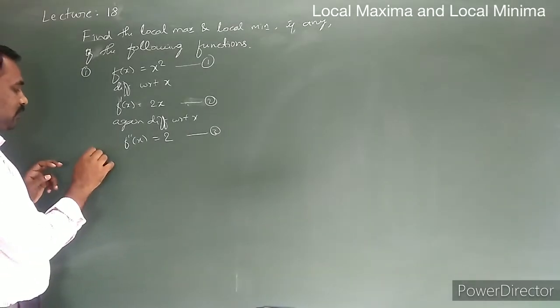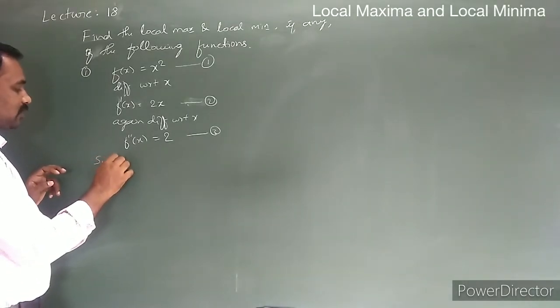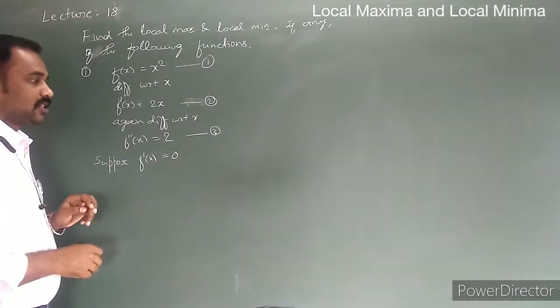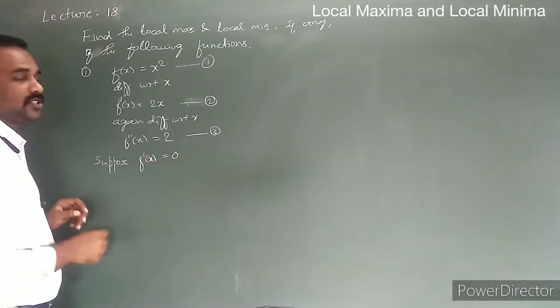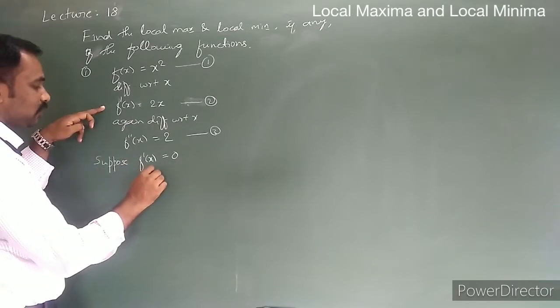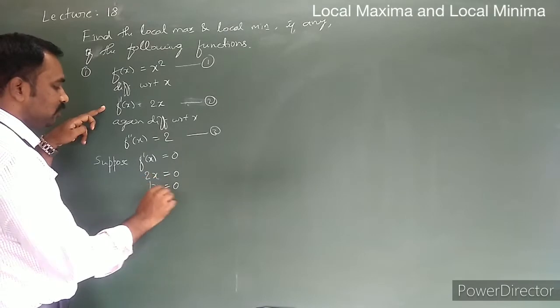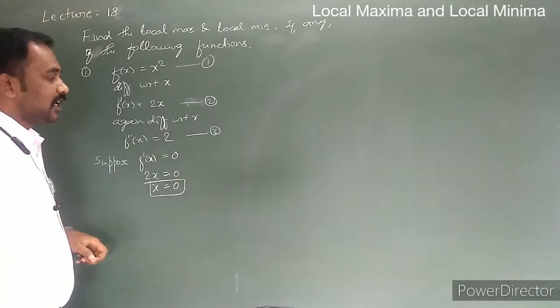Now we need to find the critical point. Suppose f dash of x is equal to 0. What is f dash of x? 2x. So 2x is equal to 0, that means x is equal to 0. There is only one critical point.